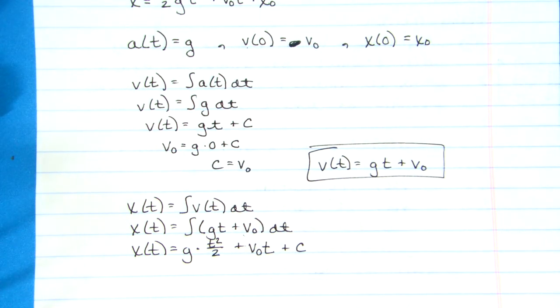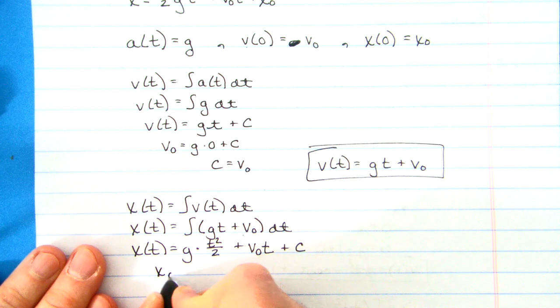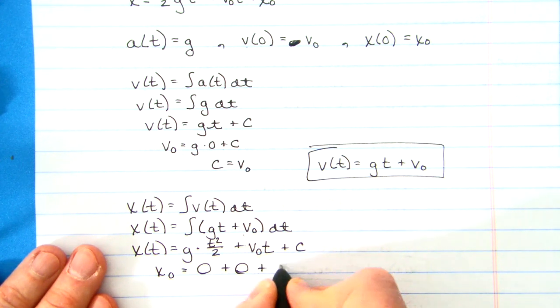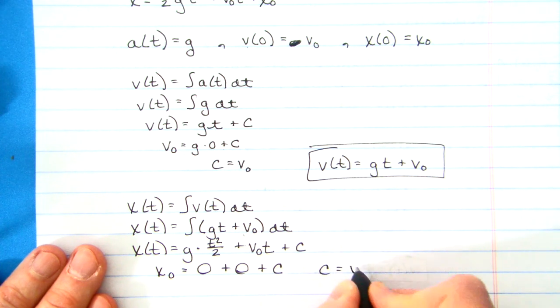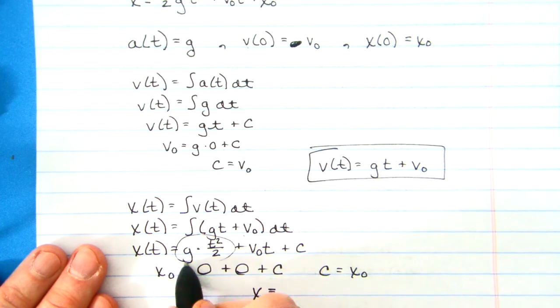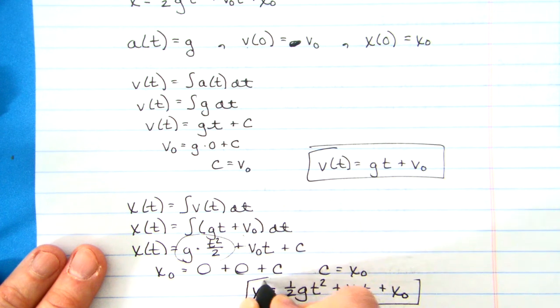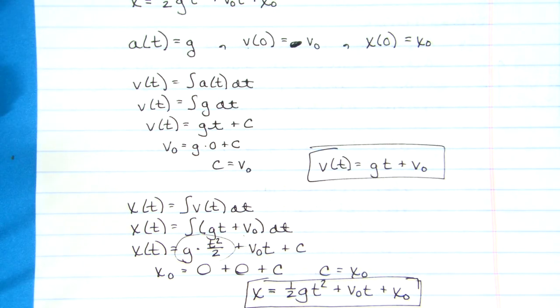Plug in your 0 and set it equal to x naught. X naught equals, well, this whole thing is going to become a 0, plus a 0, plus c. My constant is x naught, giving me a formula of x equals g times t squared over 2. I can just write that as 1/2 g t squared plus v naught t plus x naught. That formula just comes from integration. That formula comes from the fact that your acceleration due to gravity is a constant, and we can integrate that twice. Don't worry so much about this.